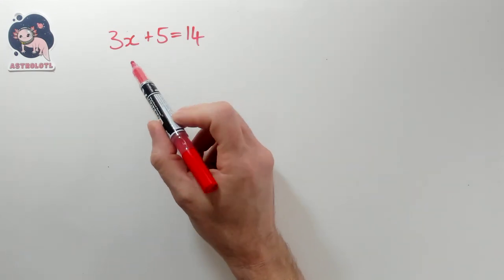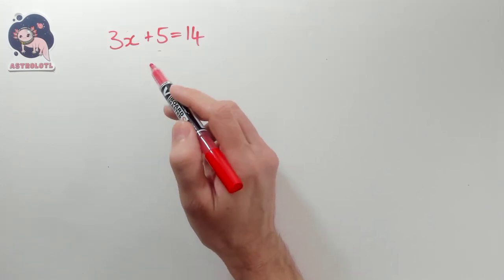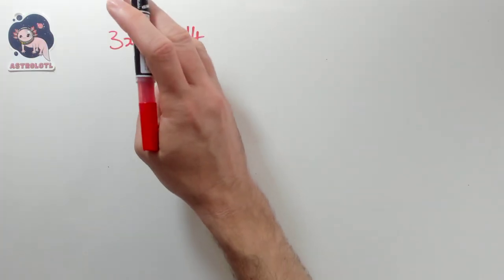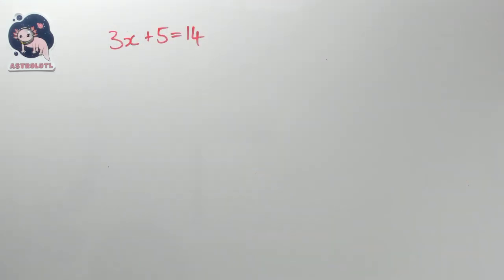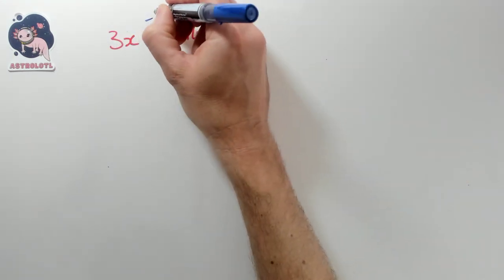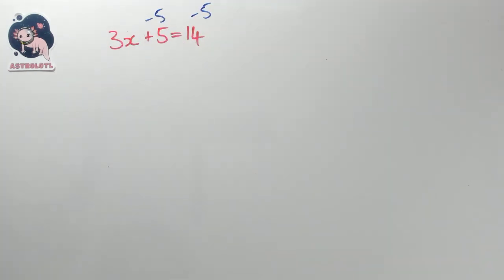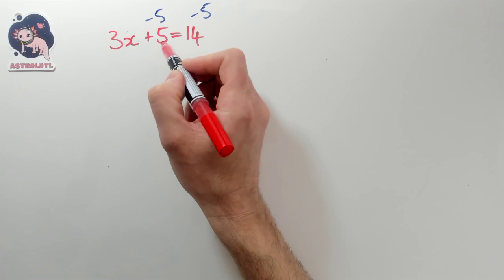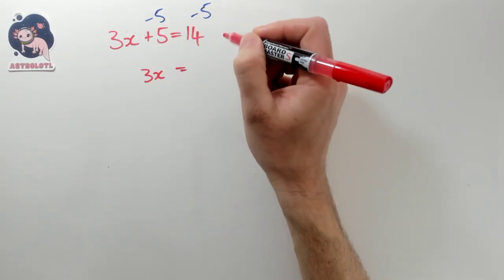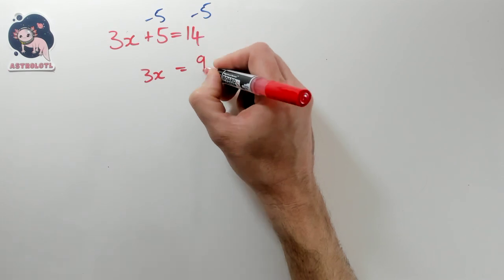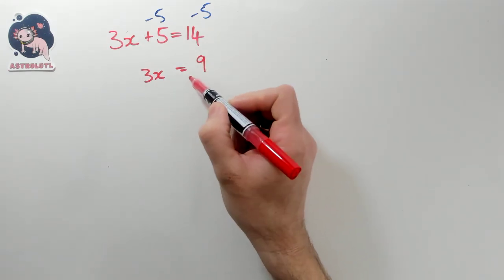Now, the first thing is usually I'll take a look at the terms. There are different terms here. There are 2 terms, and I want to see if I can just have all the variables, all the x's on one side and all the numbers, all the constants on the other side. And in order to do that, I basically can just subtract 5 on both sides. So 3x plus 5 minus 5 is just going to be 3x. And then 14 minus 5, if I do my calculations correctly, should be 9. And now I have 3 times x is 9.